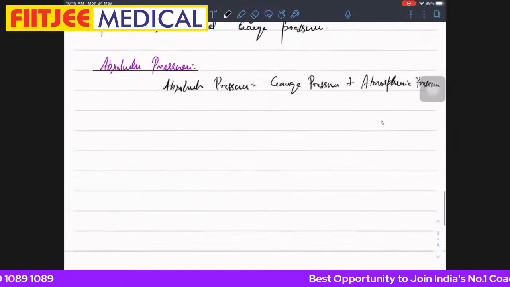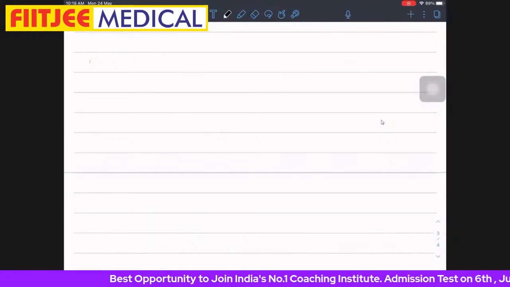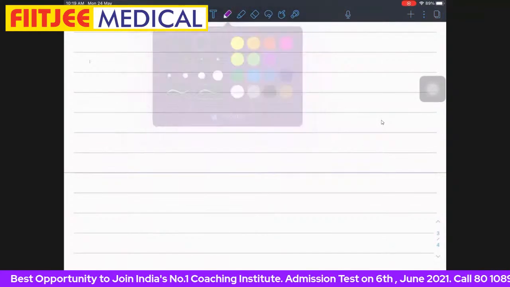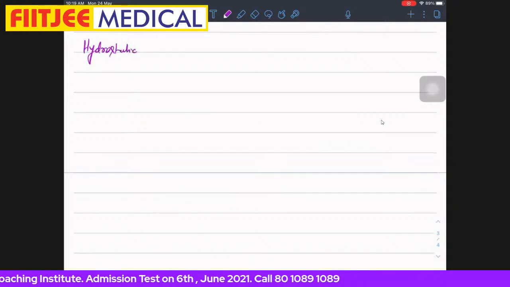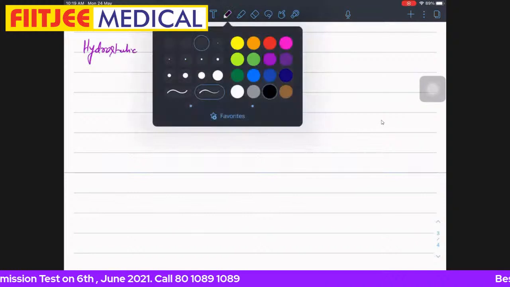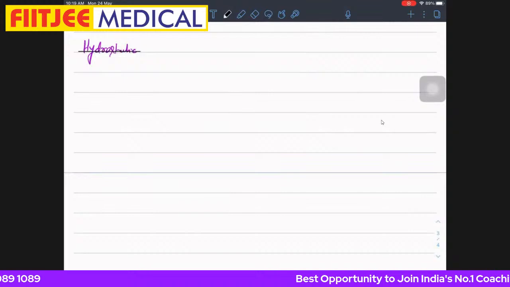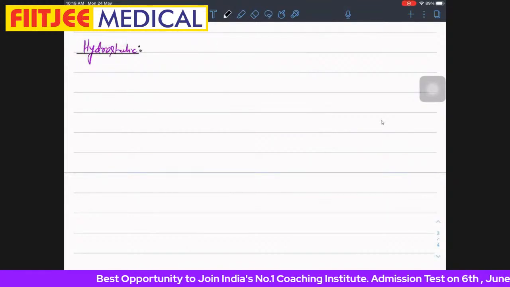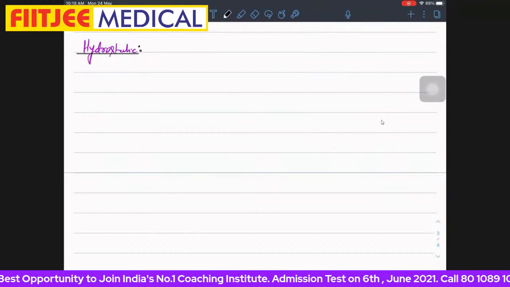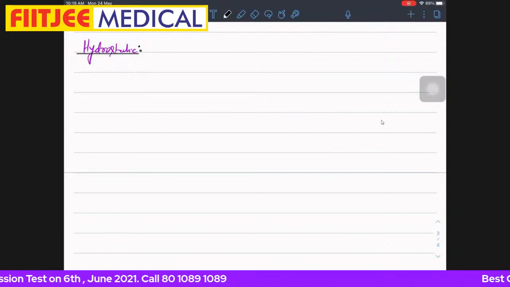Now we'll understand how to measure the pressure. First we'll go in terms of hydrostatics. What is hydrostatics? When the liquid is at rest, there won't be any flow of the liquid, but the platform on which it is kept can be in motion. So hydrostatics means fluid at rest. The fluids are not moving.